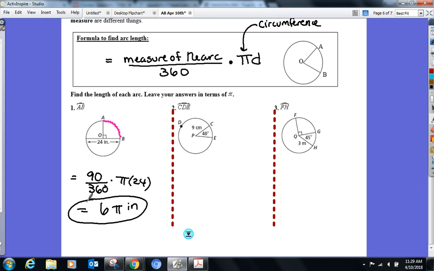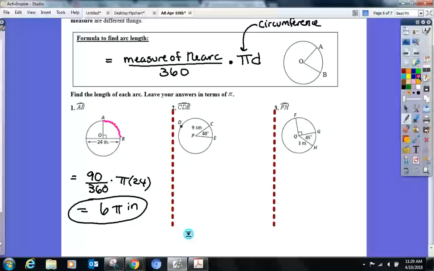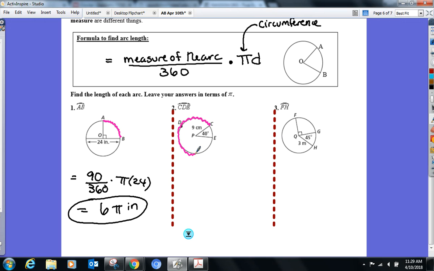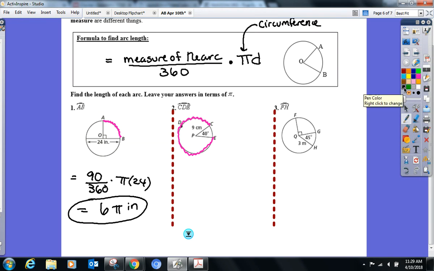Everybody good? Next one, CDE. Again, guys, follow the letters. How long is arc CDE? This one right here. How long is it? All right, Emma, let's go.